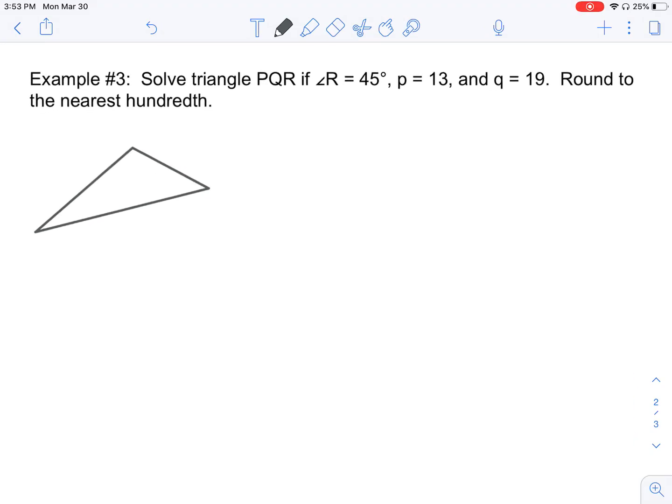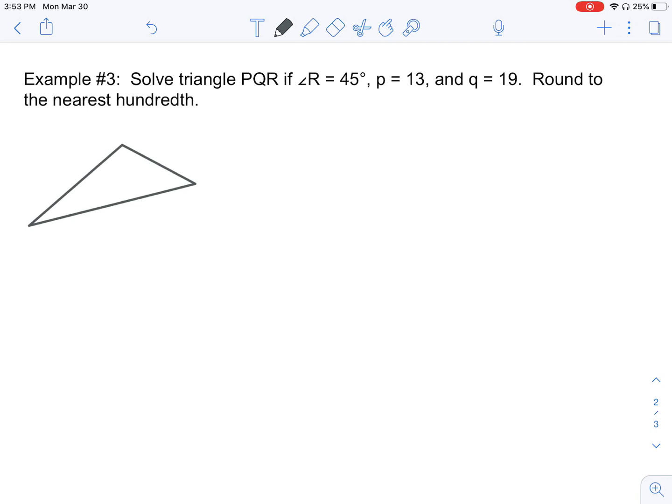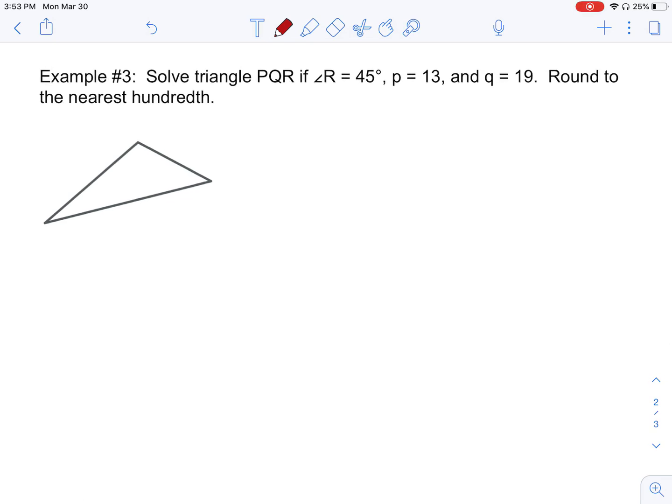Okay, we are going to do example 3. Example 3 is solve the triangle PQR.